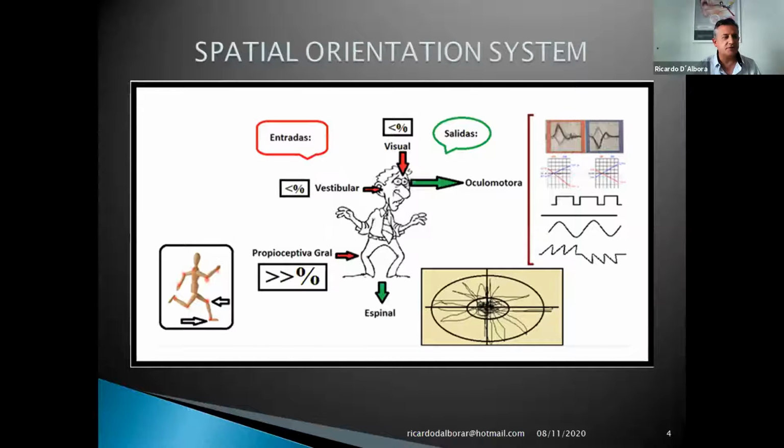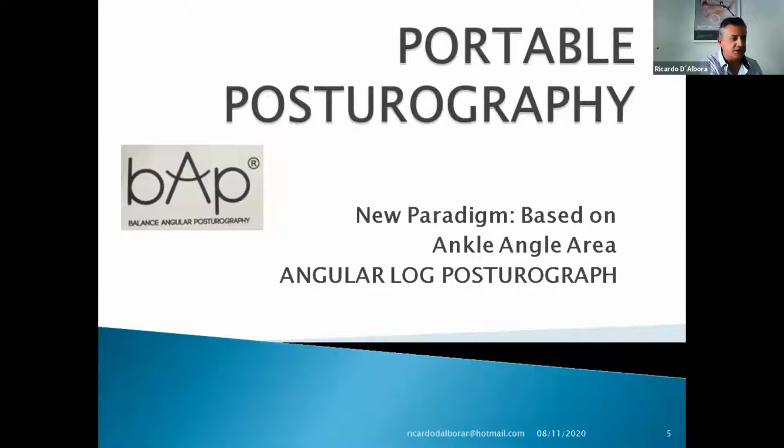The spatial orientation system basically uses three subsystems: visual, vestibular, and proprioceptive. Posturography is the only study that evaluates the three subsystems in addition to quantifying them. In this opportunity, we present a portable device, easy to use, and it uses a new measurement paradigm based on the angular area of the ankle. The fact that it's portable provides numerous benefits that I will explain.